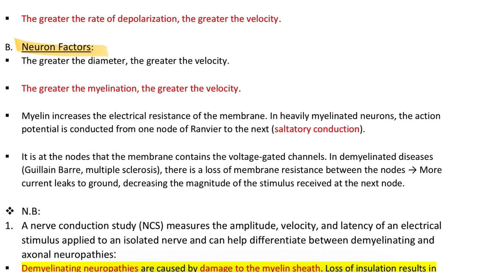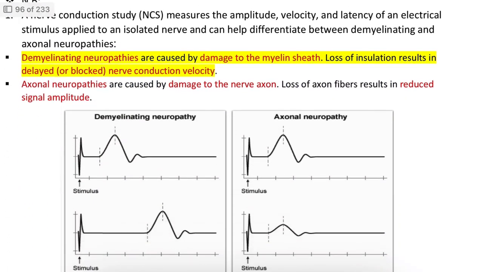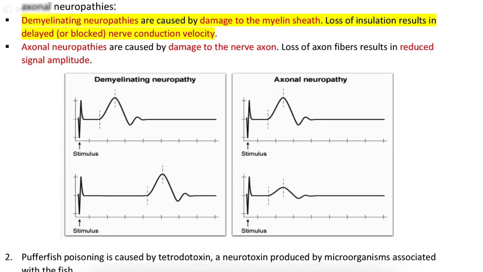Okay. So, clinical application will be demyelinated neuropathies. In demyelinated neuropathies, you can see Guillain-Barré syndrome and multiple sclerosis. It is loss of myelin, and current leaks or slower or blocked conduction, and it affects velocity but not necessarily amplitude. In axonal neuropathy, you can see damage to the axon, fewer fibers to transmit action potential, and it causes reduced signal amplitude in nerve conduction studies.